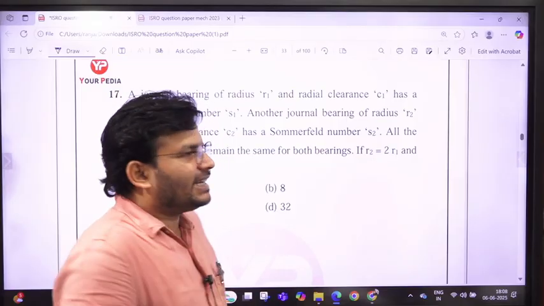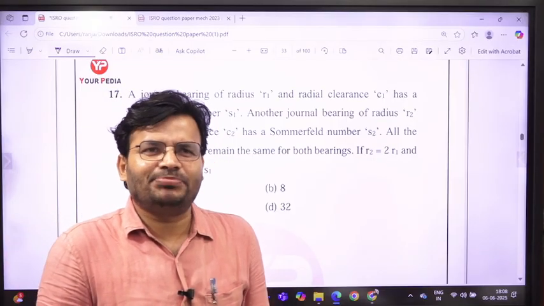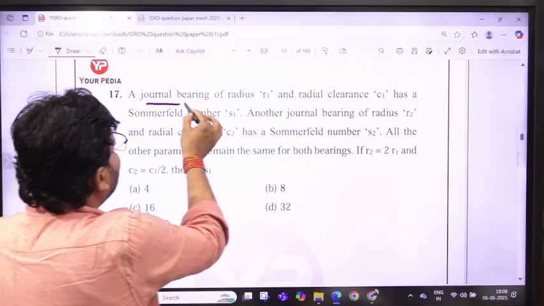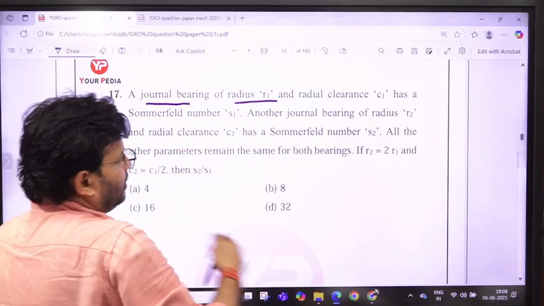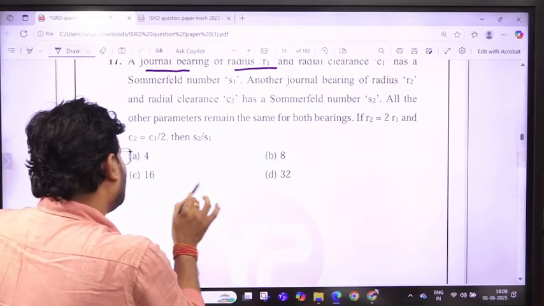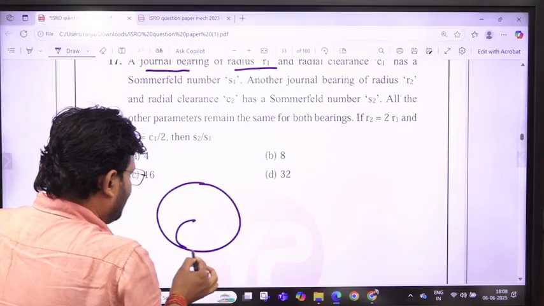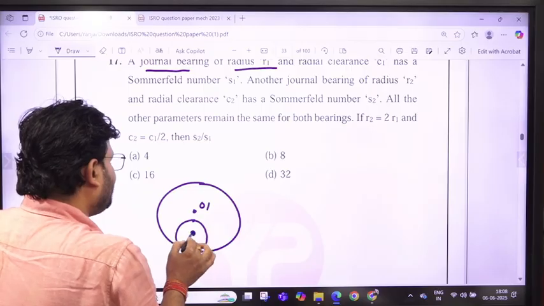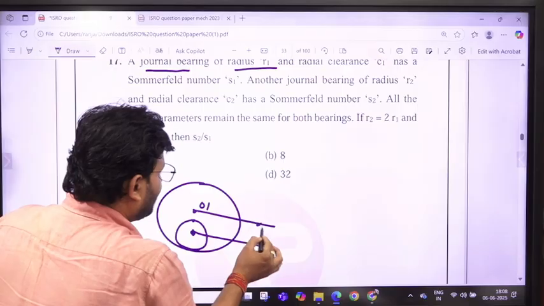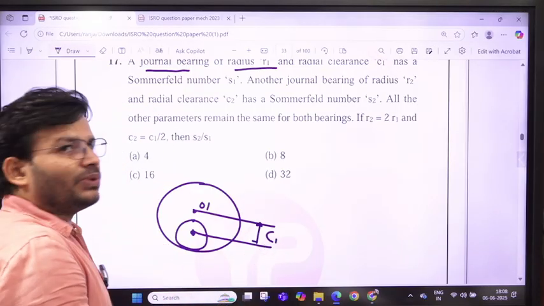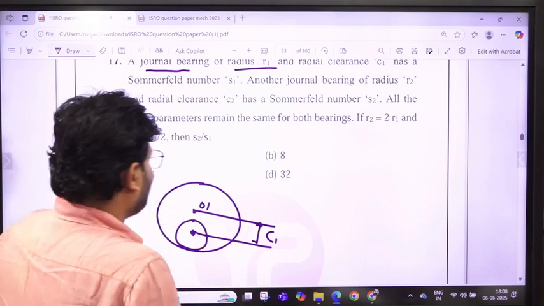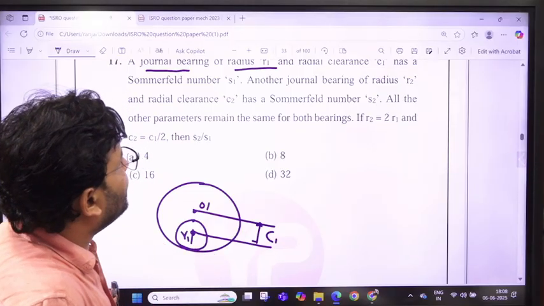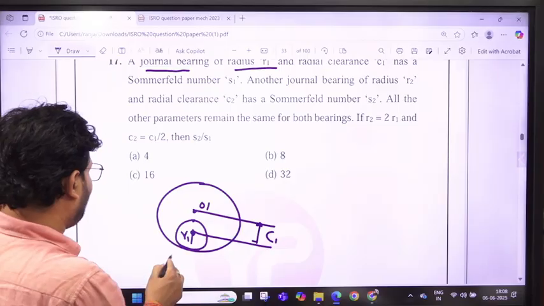That question has been taken again from machine design, from the topic of bearings. The question is very simple. A journal bearing of radius r1. Suppose that is your bearing, and that one is your journal, this is the center O, and this gap is called clearance. This is called radial clearance c1. So the journal bearing has radius r1, radial clearance c1, and Sommerfeld number s1.